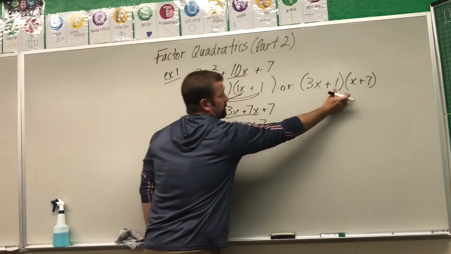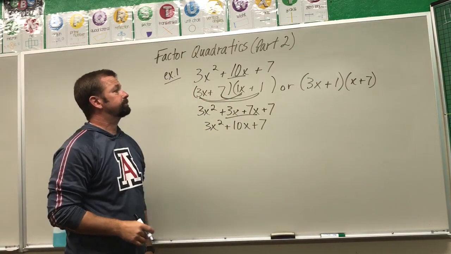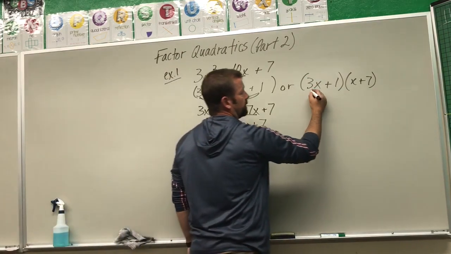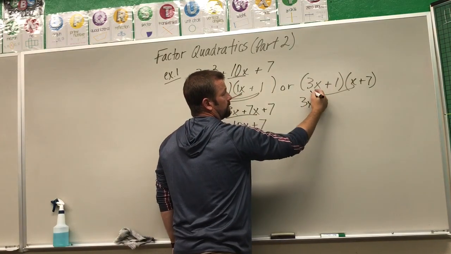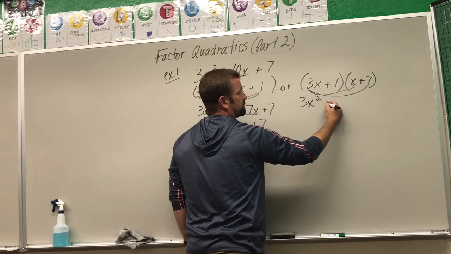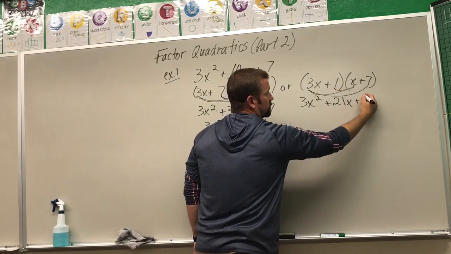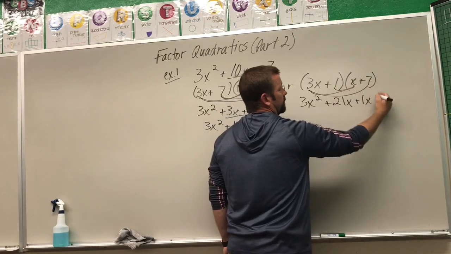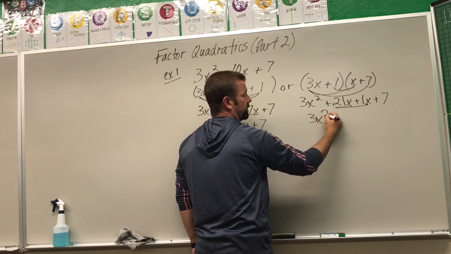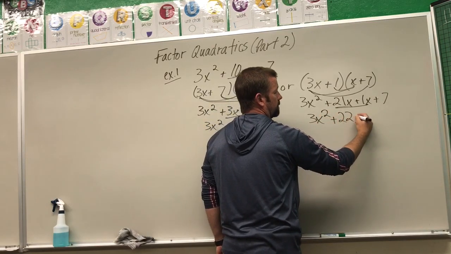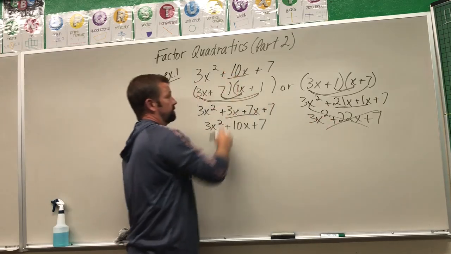So the other is a possibility, but when we multiply it together, we would not get this here. Just so you can see it, we get 3x squared on the outside, or the first terms. Outside terms, we get 7 times 3 is 21x. 1 times x is 1x. And 1 times 7 is 7. So when we combine our x's, we get 22x. So that is not factors of that.